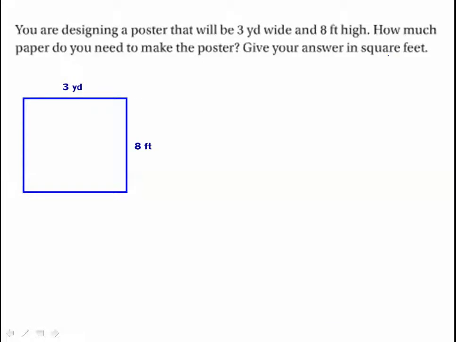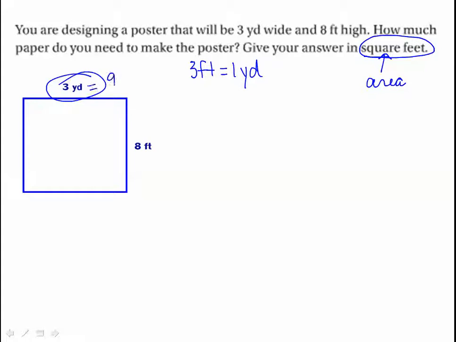Notice it says to give your answer in square feet. That tells me two things. Number one, the fact that it's squared lets me know that I'm definitely finding the area. I also notice that I want it to be in feet. The top side of the box is listed in yards. I need to convert that to feet. There are 3 feet in every yard. So if I have 3 yards, I would have a total of 9 feet.